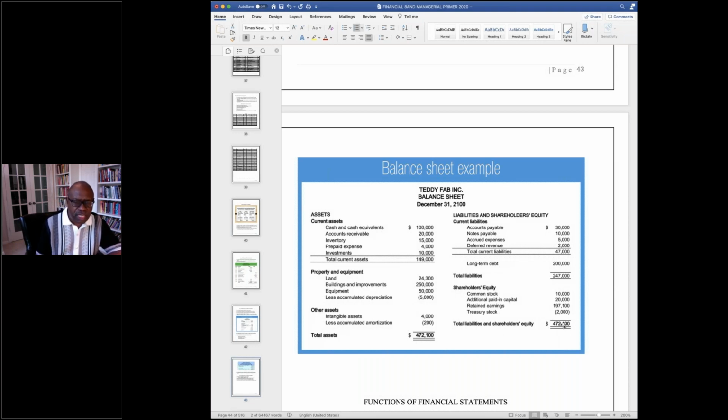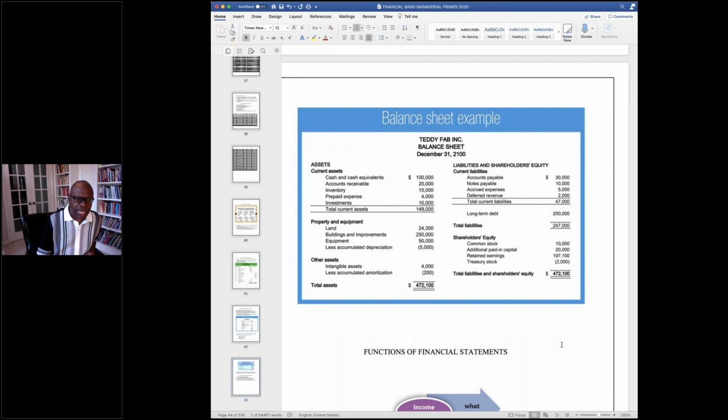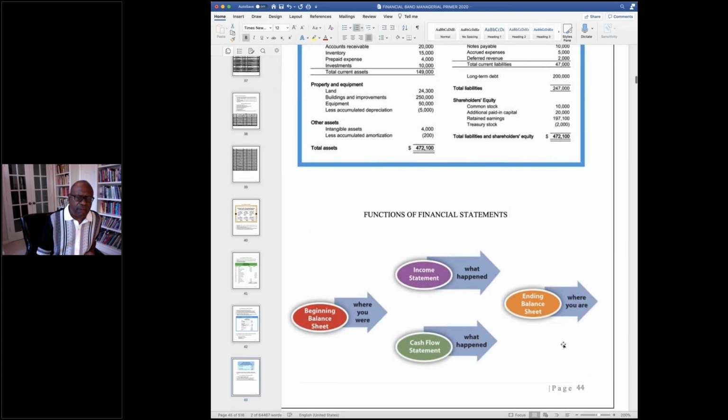So these must equal the assets. Assets must equal the liabilities plus stockholders' equity. And so you're going to total these and make sure you're in balance. And we're going to get into the preparation of a balance sheet from our example before, but let's look at the functions of the financial statements.